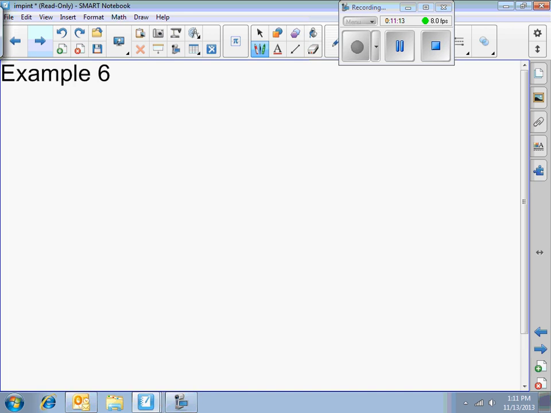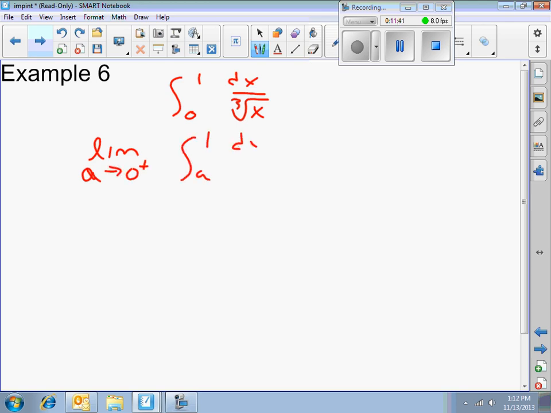I'm going to look at example 6, and we're going to look at the integral from 0 to 1 of dx over cube root x. The problem here is not that it's going to infinity. This one's improper because you're trying to divide by 0, and so 0 is not actually defined here. So I'm going to talk about the limit as, let's call it a, approaches 0 from the positive side of the integral from a to 1 of dx over cube root x.